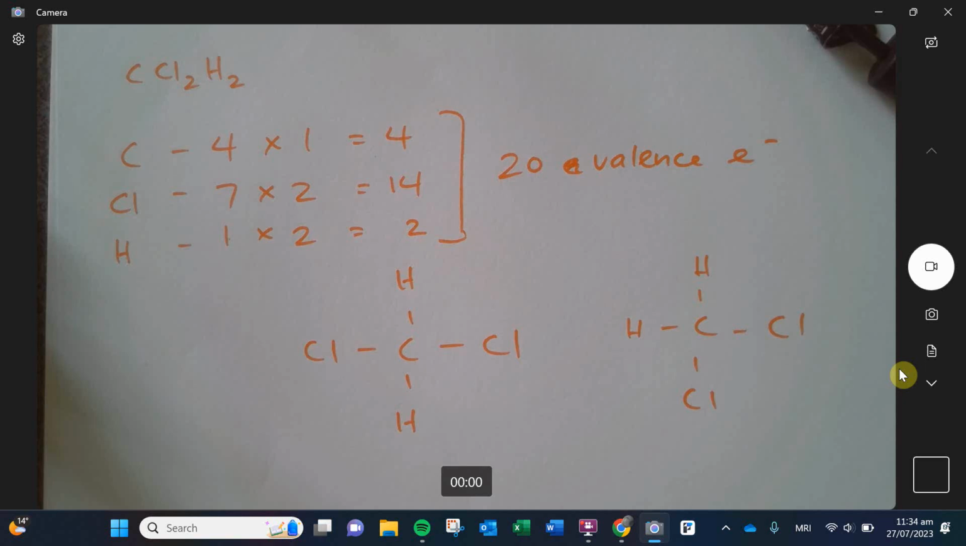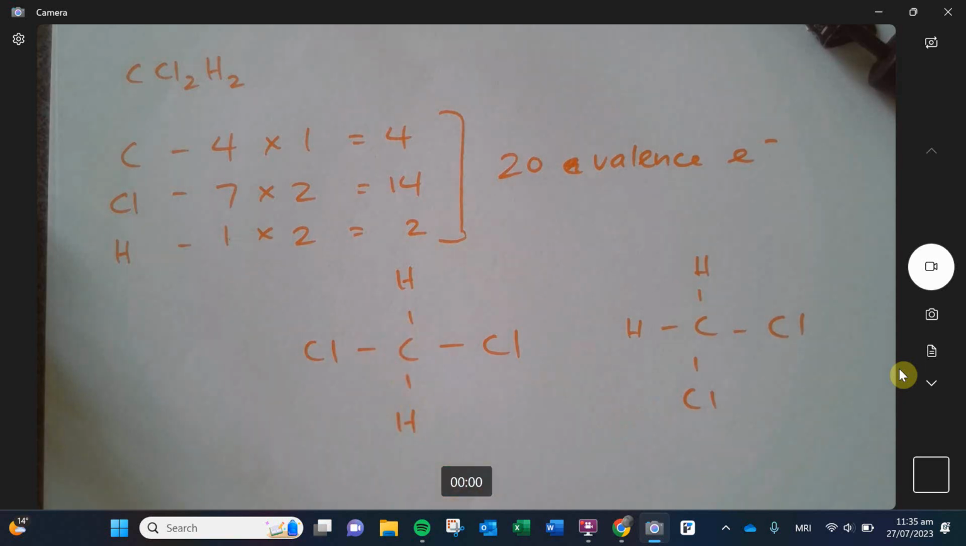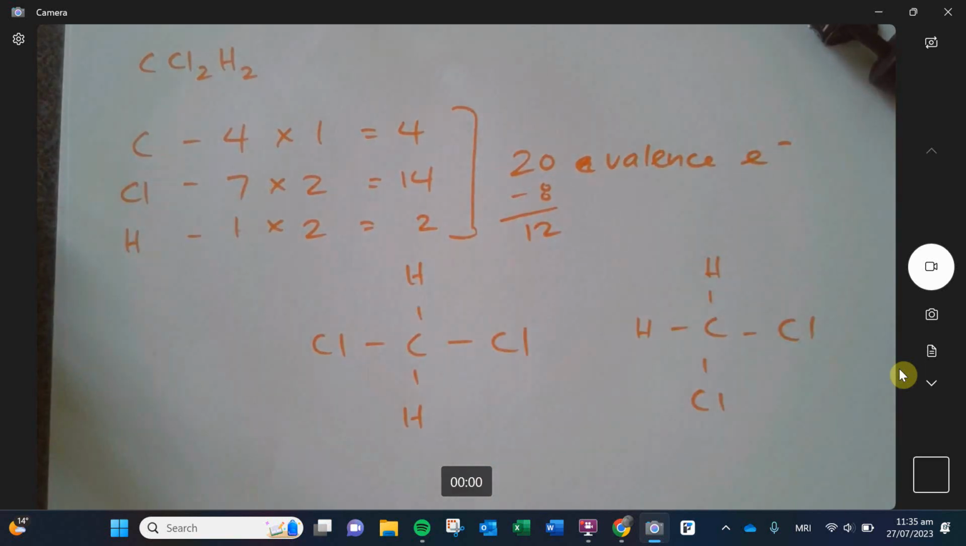Cool. All right. Right now, I have used 2, 4, 6, 8 of my electrons. So I have 12 left over. So those 12 need to find homes. We are going to go from the outside going inwards to add electrons.